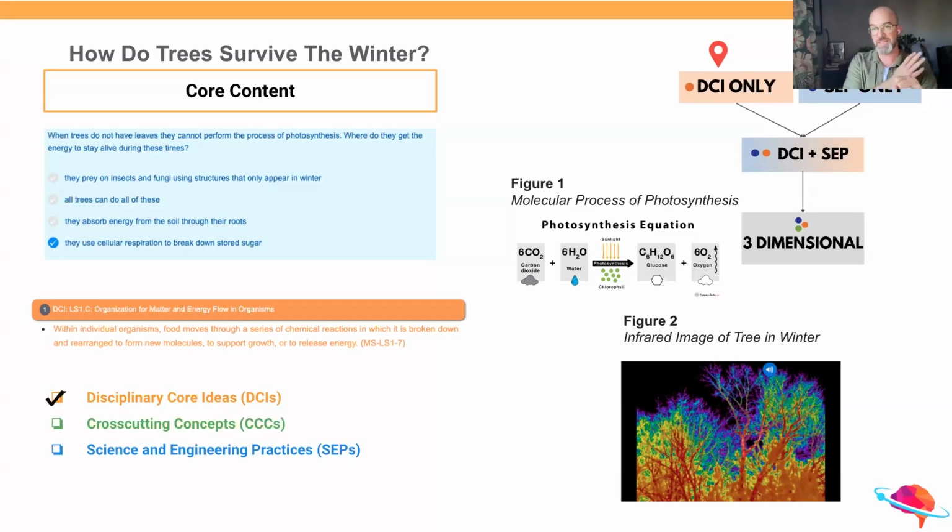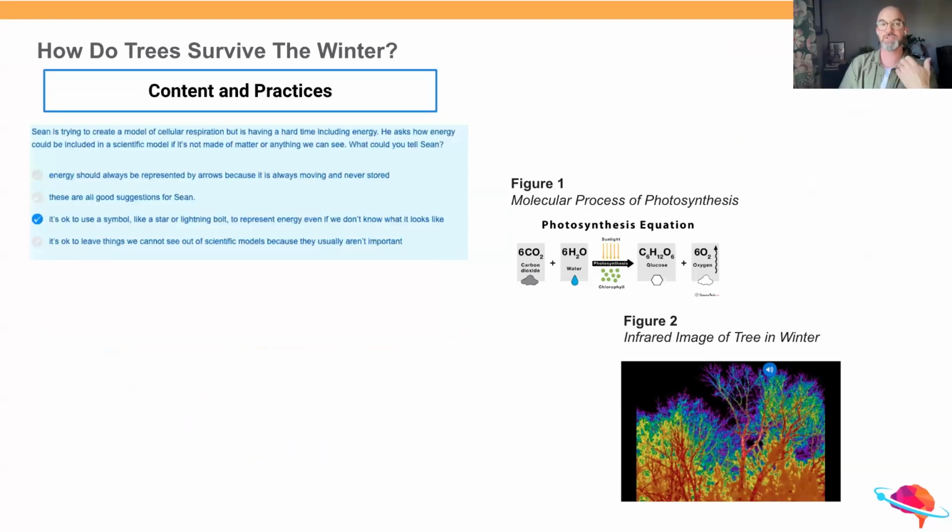And here we're not asking about the SEP. There's no models that they need to go through. There is a model here, but they don't need to use it for that. They're not using the cross-cutting concept in a meaningful way. And thus this is a content-only question. And if we can validate that students have content, and we can validate that students have an understanding of the SEP, then we can ask two-dimensional questions.